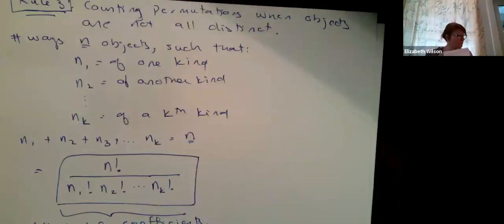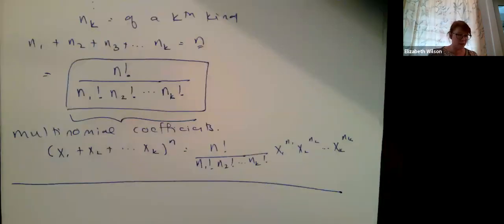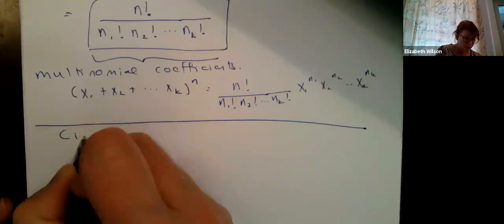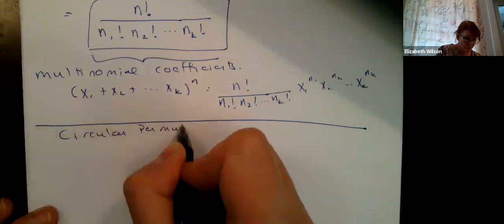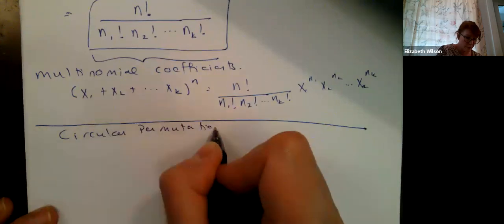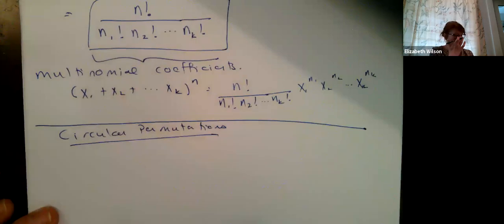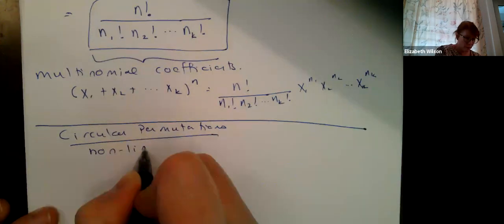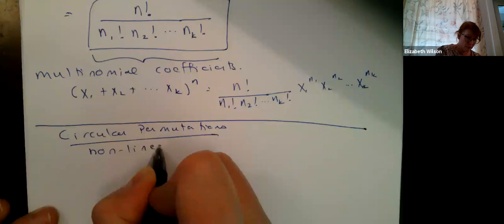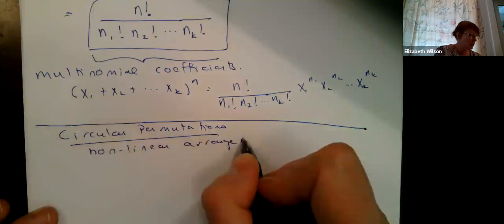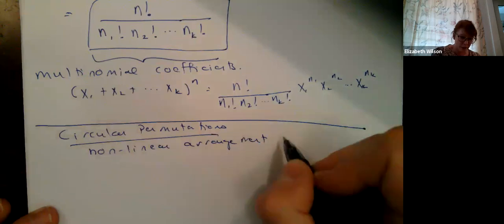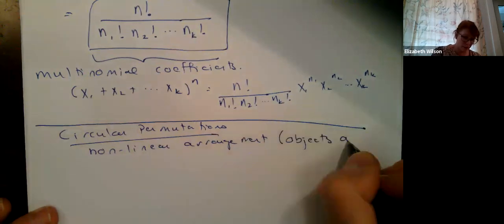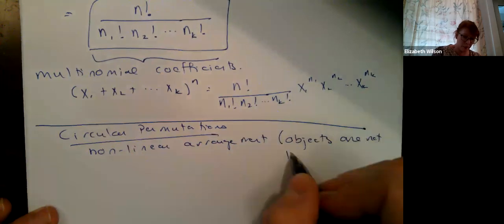Okay, so one more thing on this particular rule I just want to mention. There's a thing called circular permutations. I think you've got one like this in your homework, I can't remember. But it's basically a nonlinear arrangement. Objects are not lined up in a row.